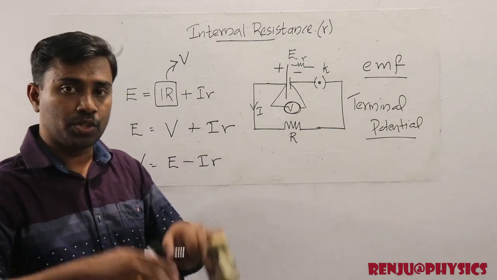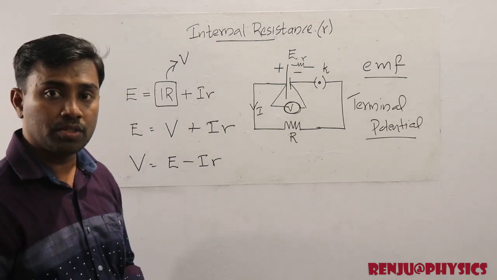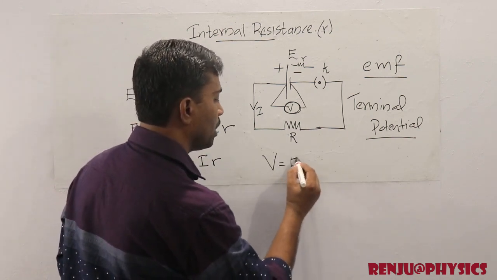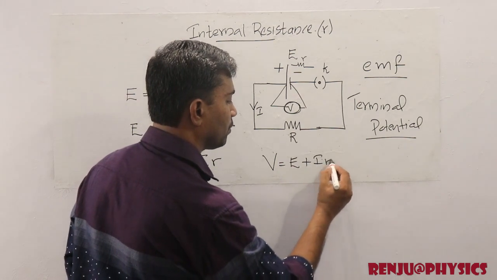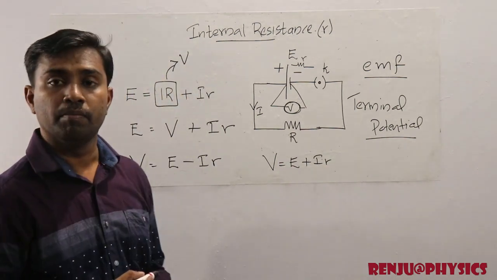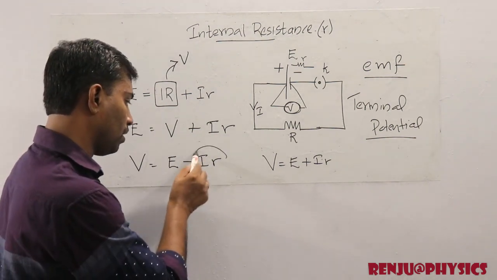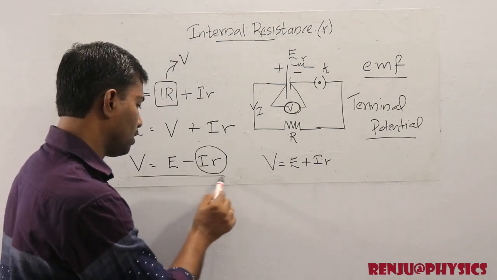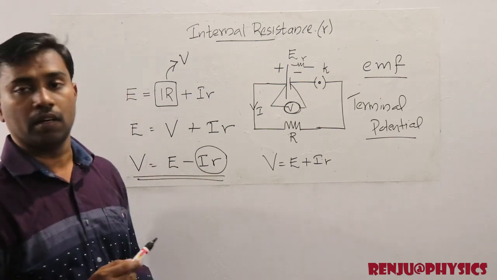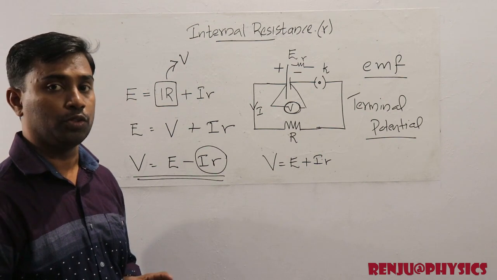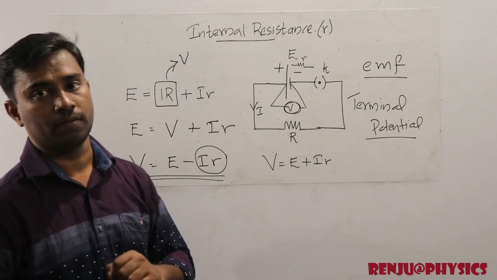Suppose the battery is charging, then the terminal potential can be represented by V is equal to E plus Ir. V is equal to E plus Ir. Okay, in this equation, Ir is called the lost voltage. It's called the lost voltage due to the internal resistance.